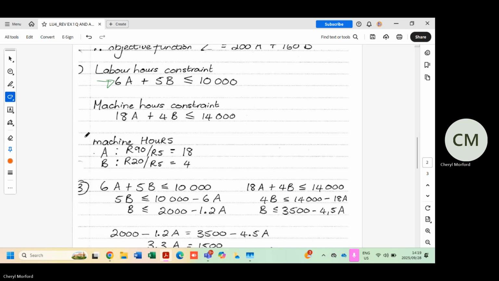So let's work that out. Here is the workings. I need hours. So 90 Rand divided by 5 is 18 hours. So there we go. We put the 18 in front of the A. For B, it's 4 hours. We pop that in front of the B. And then the maximum number of machine hours available was the 14,000.